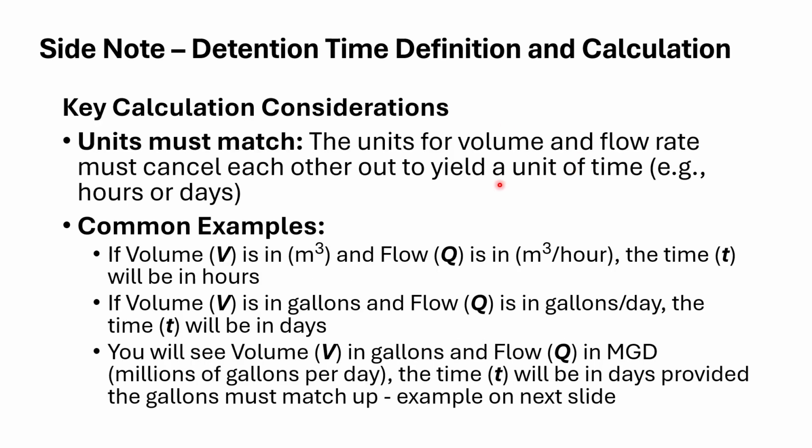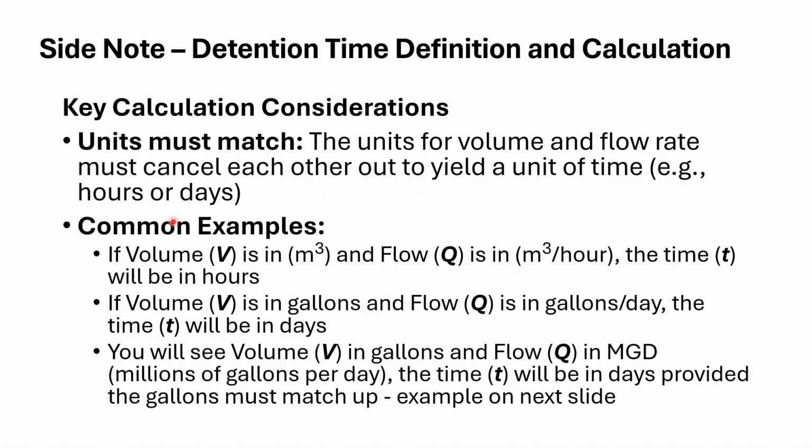So as I mentioned, the units for the volume and flow rate got to cancel each other out. That's why they got to be the same. Because if you have a cubic foot divided by a gallon per day, the cubic foot can't cancel out the gallon in the denominator, the gallon per day. So you're going to end up with volume divided by flow rate, you're going to end up with a unit of time. Whether it be days or hours, that's what you're going to end up with.